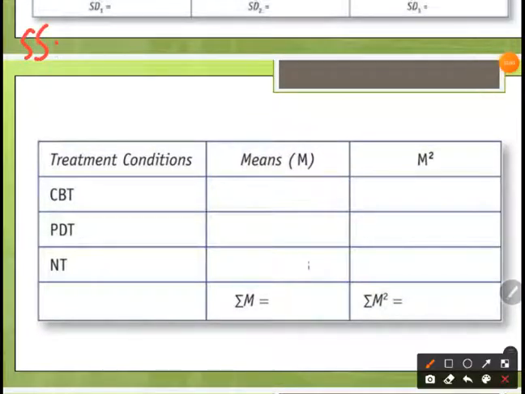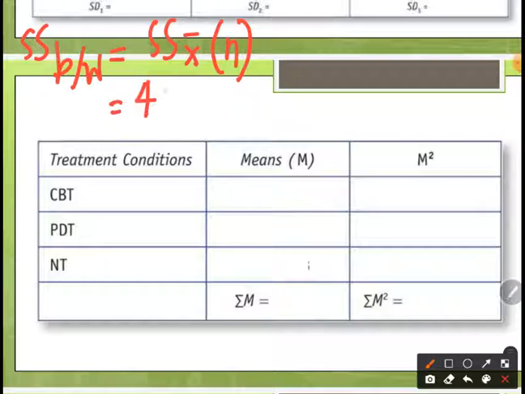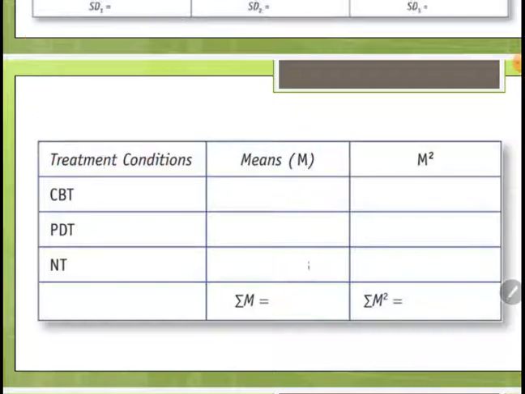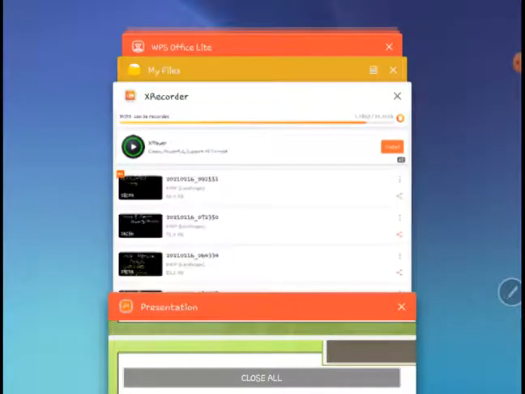Yung ating SS between is just equals to the SS of var x or the sum of square of the mean times yung ating sample number. So that is just equals to yung nahanap natin kanina na 42.13 times 6. Okay? So we get the value of the sum of square between is just equals to 252.78. Okay? Sorry ha, dito na lang ako gagamit sa note para malinaw.